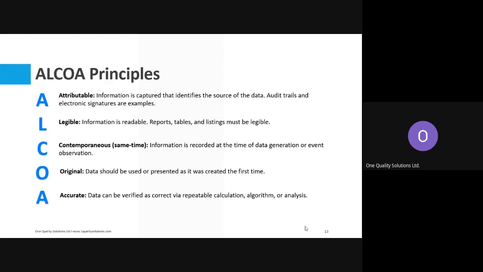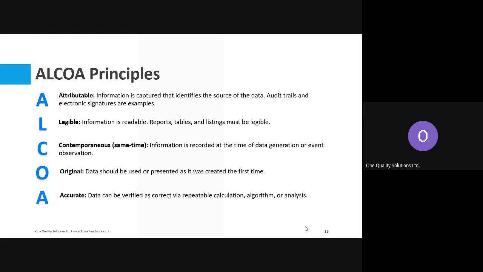Original means data should be used or presented as it was created for the first time. That is the raw data. The first captured data we need to present and store. This is a very important regulatory requirement.